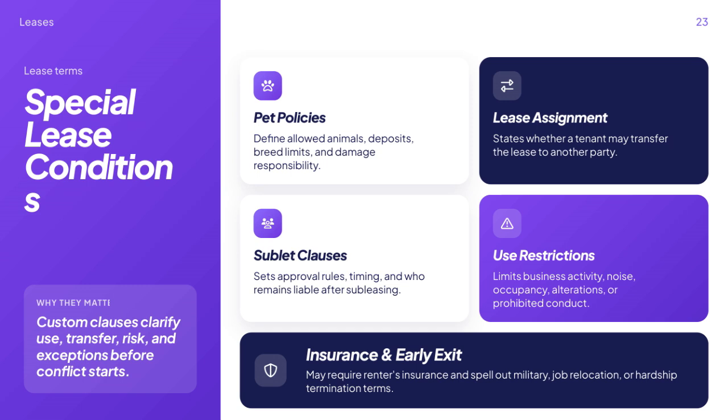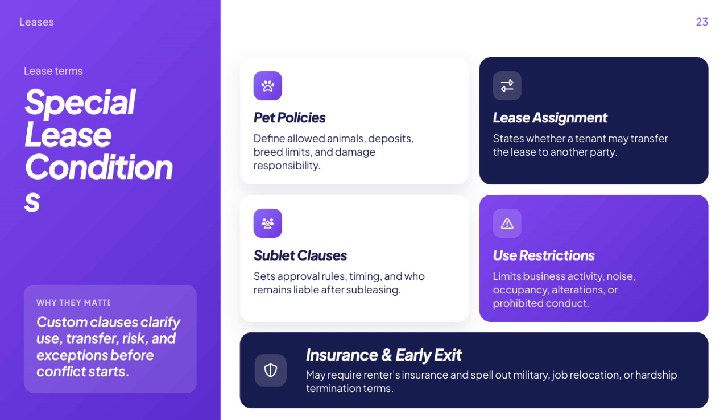Sublet clauses are closely related, setting rules about approval processes, timing, and even who remains responsible if the tenant sublets the property. It's important to know who holds liability if something goes wrong. Use restrictions limit activities in the rental unit, such as running a business, making noise, occupancy limits, property alterations, or any prohibited behavior. These help maintain the property's condition and ensure a peaceful living environment.